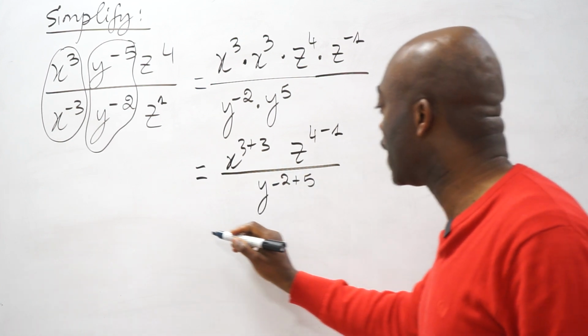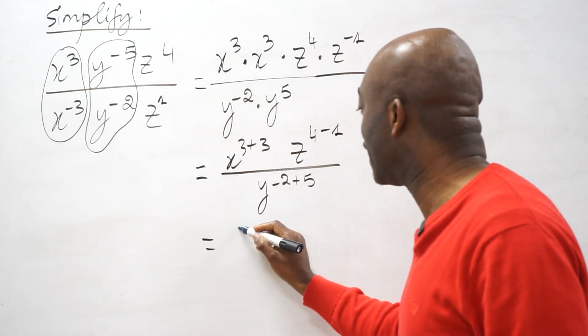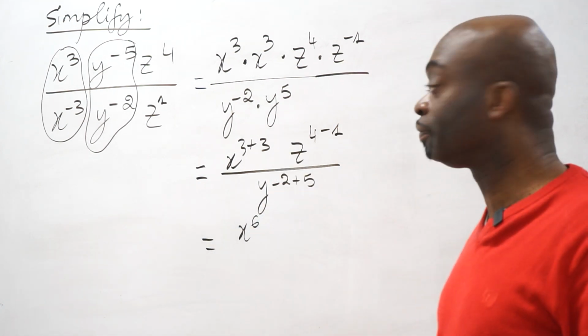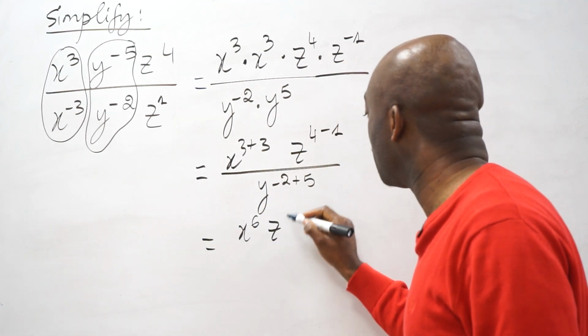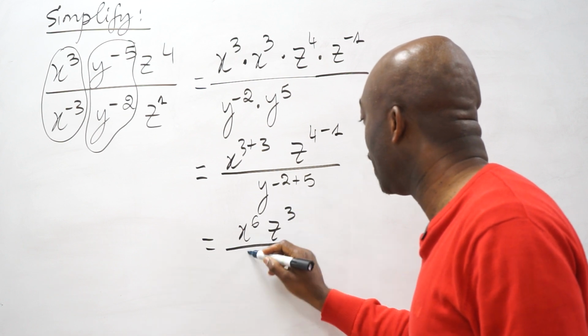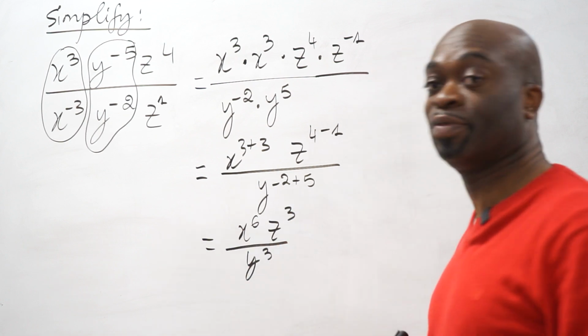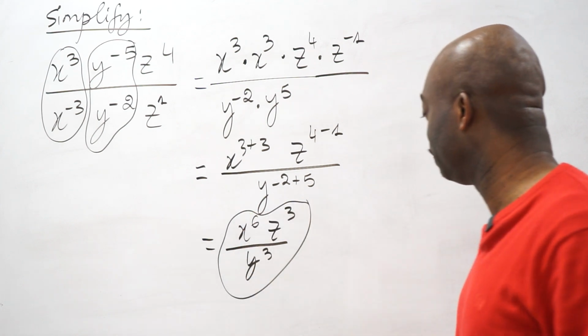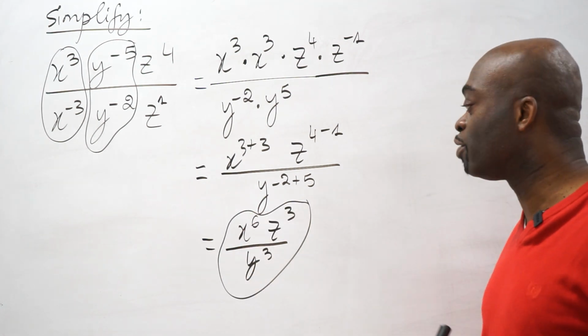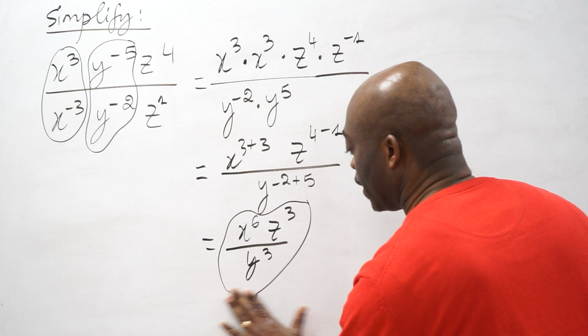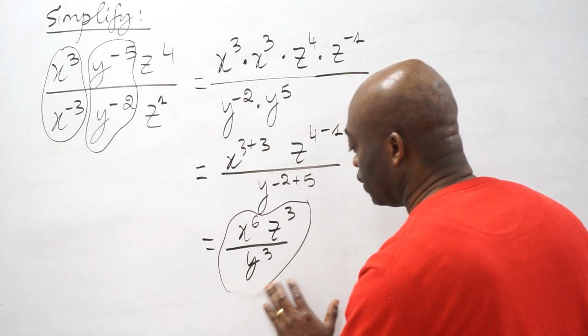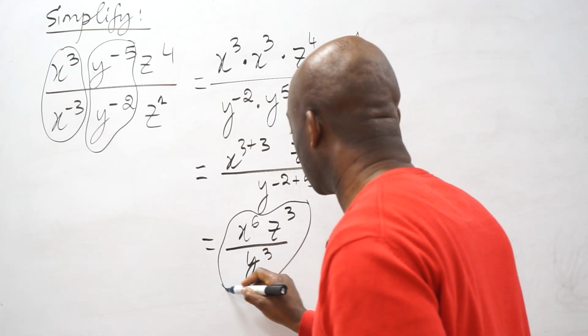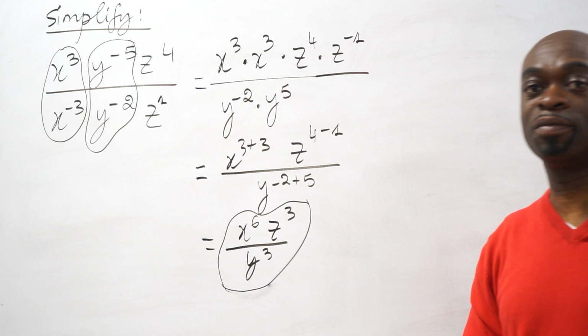So if that's what we have, we have x to the power 6, z to the power 3, over y to the power positive 3. And there is nothing else you're going to do. You are finished. You are all done. So that's it.